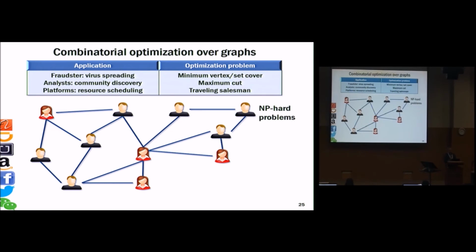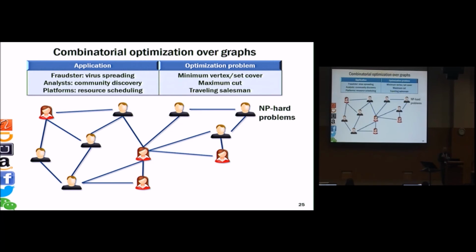This is a virus spreading or influence maximization type of problem. The fraudster may have some budget. Maybe he has $1 million, and he can only infect 1 million people. Then he has to pick people carefully, such that the impact is maximized. Because people are connected in this social network, if you find some nice people to infect, these nice people can help you spread this virus or fake news.